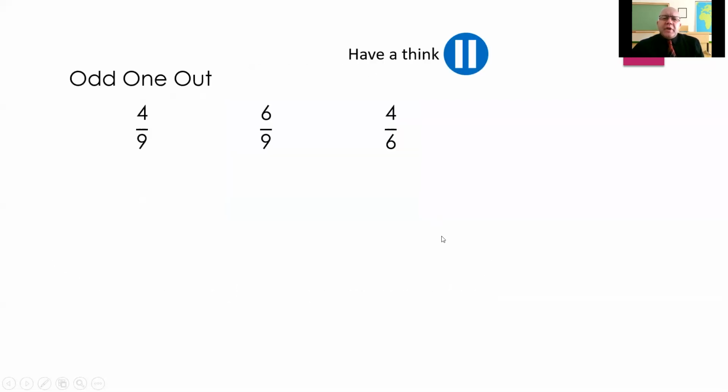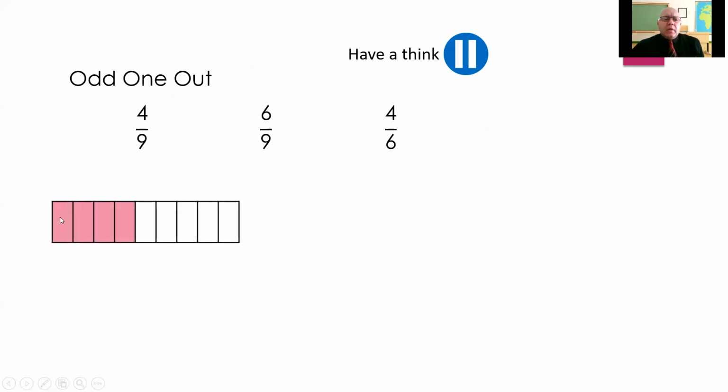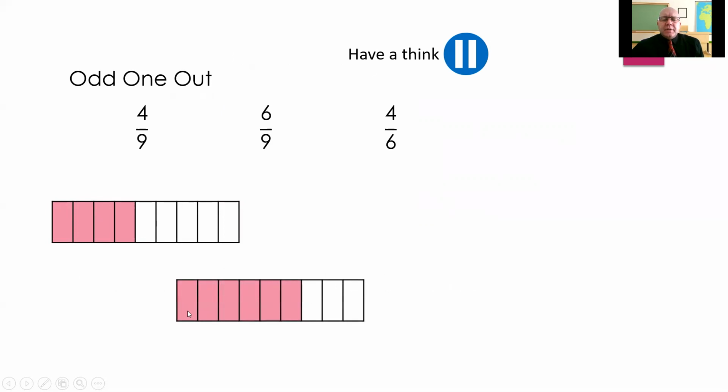Right. Pause the video and have a think. Which of these is the odd one out? Right, well, let's have a look. There's 4/9, 9 equal pieces, and 4 are shaded. There's 6/9, 9 equal pieces, 6 are shaded. And there's 4/6, 6 equal pieces, 4 are shaded.